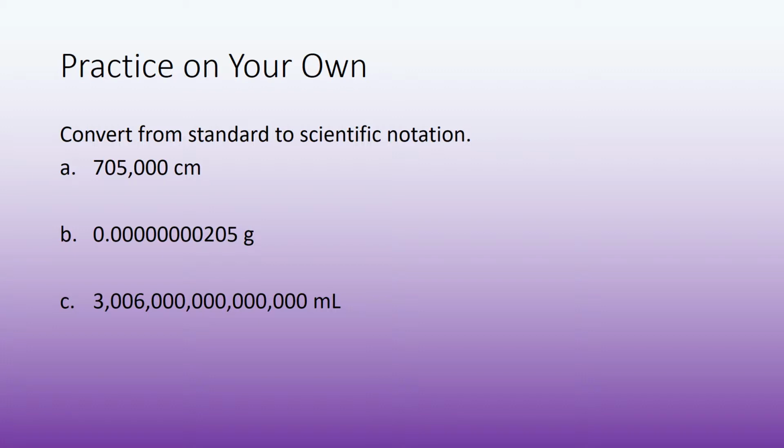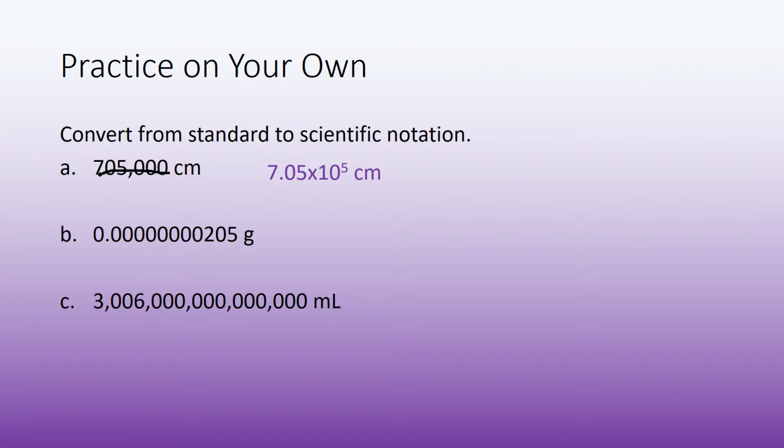On the first example, there's an understood 0 here, and I'm going to move that decimal until I only have one non-zero number to the left of that decimal. So I would have to move it 3, 4, 5 times. So the correct answer here would be 7.05 times 10 to the 5th power. Remember, my number in standard notation is greater than 1, so I have a positive exponent.